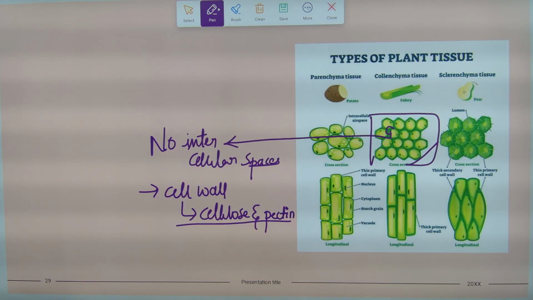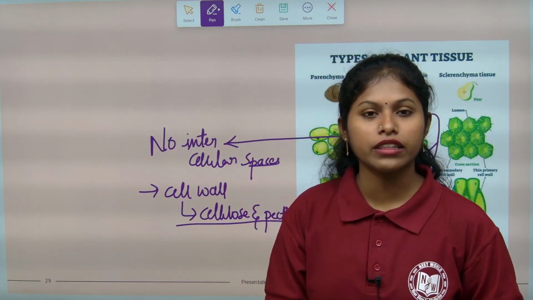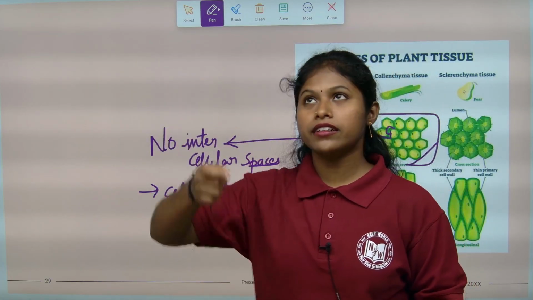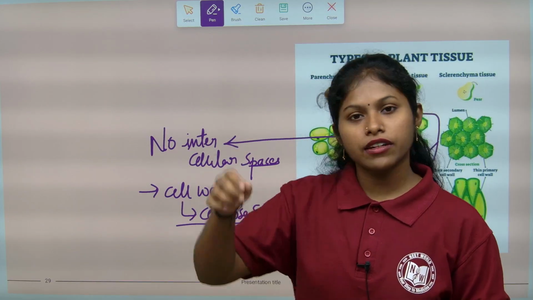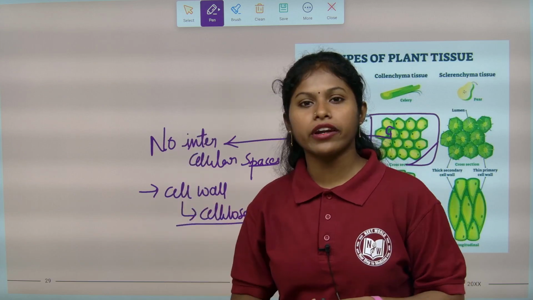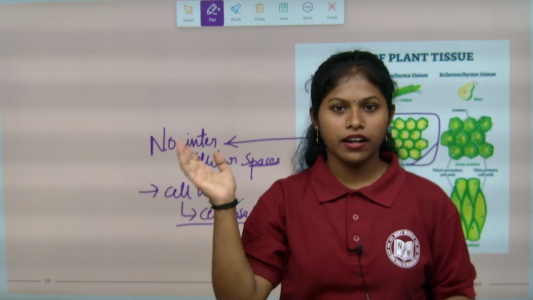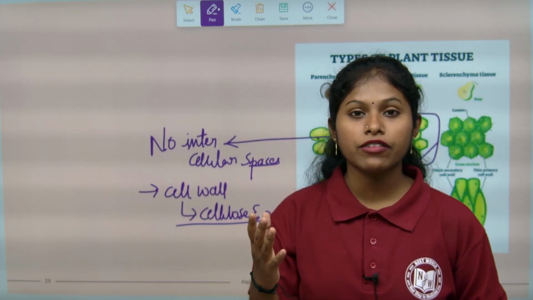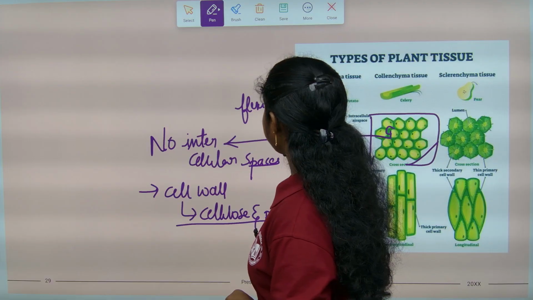These cells are mainly present in leaves and also young stems. The function of this Collenchyma is flexibility, children. Sometimes when we go on the road or in the park, we pluck the leaves and all that. When we pluck it, does the entire branch fall down or the entire leaves fall down? No, it stays like this, right, children? Because it has flexibility, it withstands strong winds.